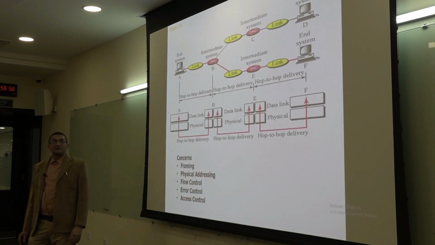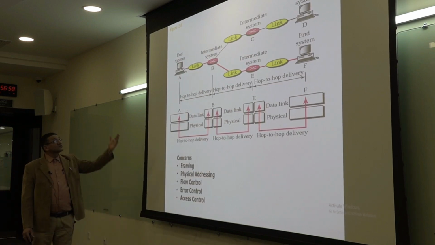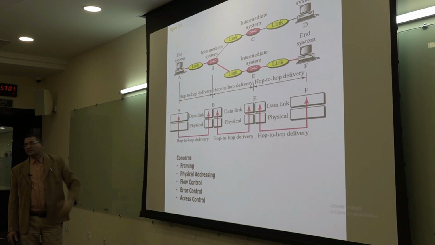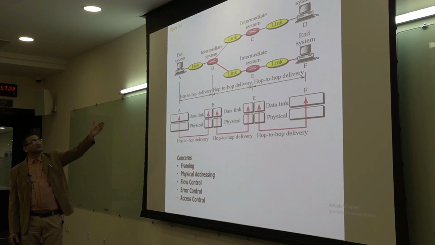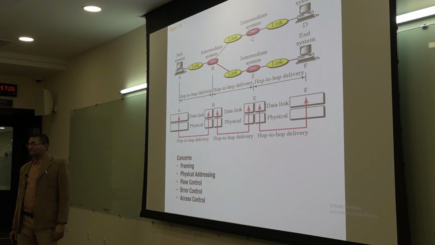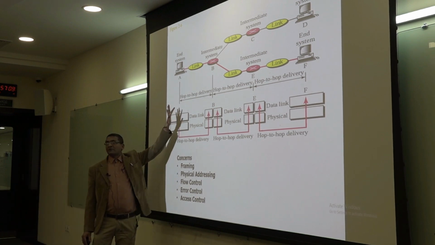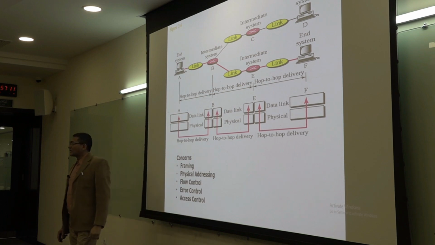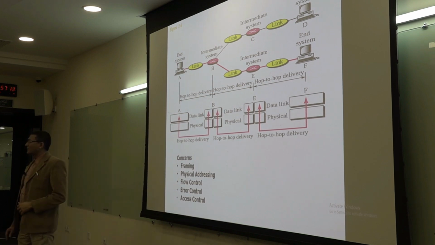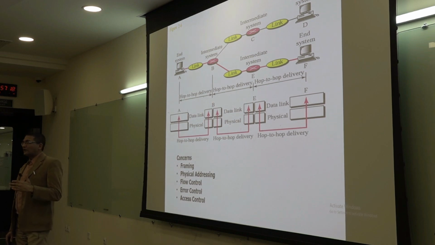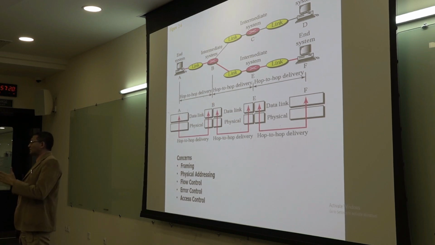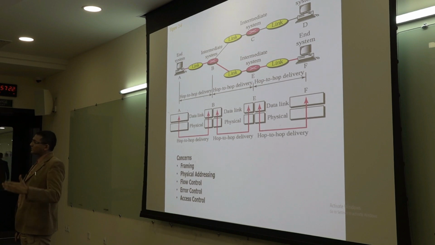Now these are the concerns. If you look at this, we have some machines which are connected to the internet. We have different networks which are connected to routers. One thing to remember here is, when we talk about the data link layer, the communication is actually happening hop to hop, okay, not end to end. Hop to hop means the communication is with the immediate machine, the immediate device.